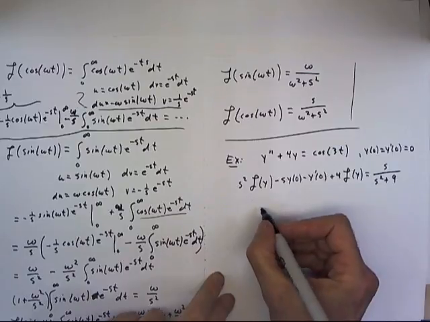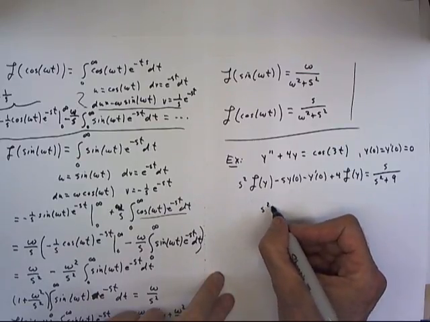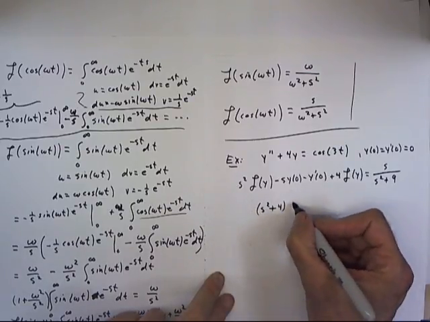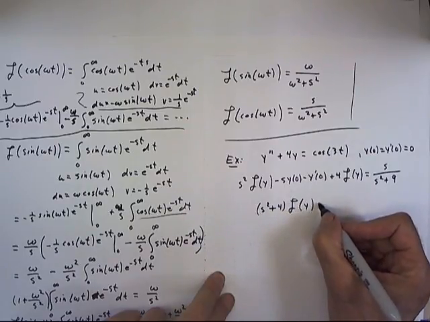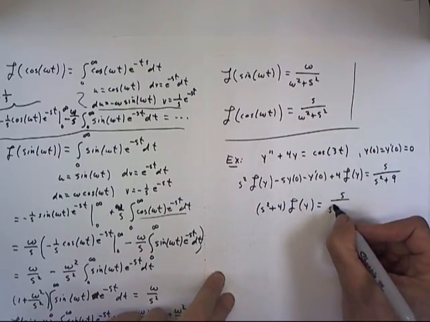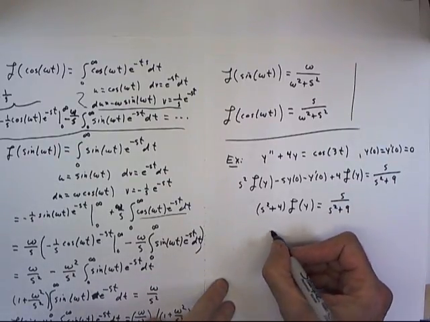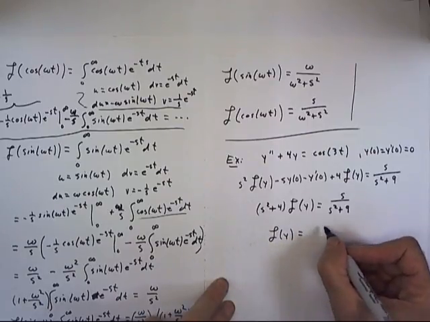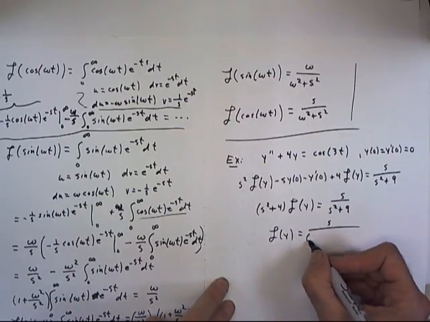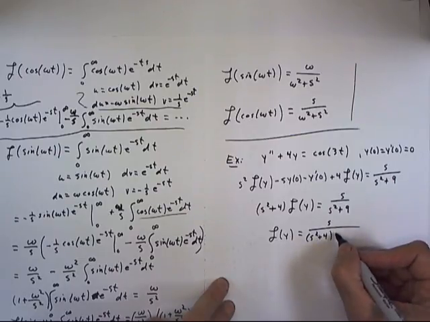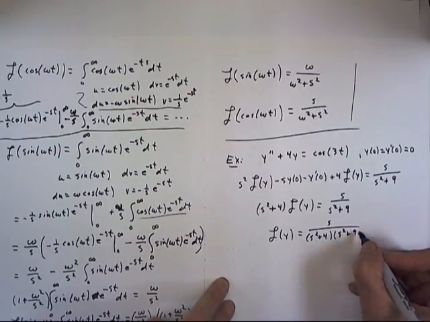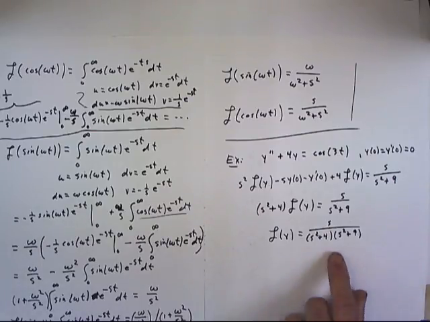These terms being 0, we get s squared plus 4 times the Laplace transform of y equals s over s squared plus 9. The Laplace transform of y is therefore equal to s over s squared plus 4 times s squared plus 9. Now, how do we inverse the Laplace transform? Well, we first break this into partial fractions, then we use common sense.